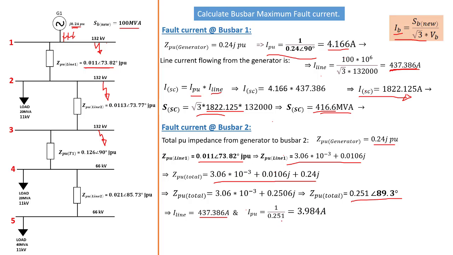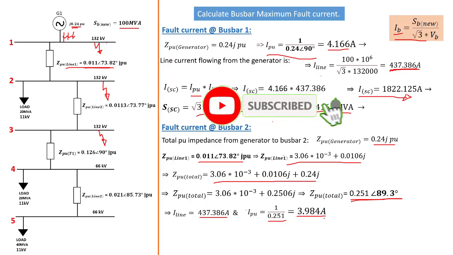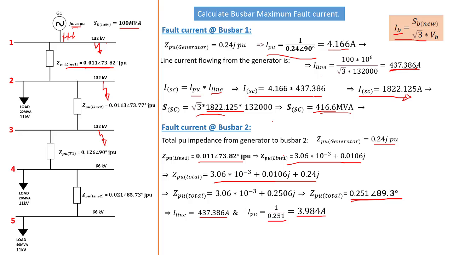Then we calculate our I per unit, which is now 1 over Z per unit. Now Z per unit is this total Z per unit that we found, j0.24 plus this one, so that it gives us 3.984 amp. That's the I per unit. Just like we've done here, we now need to multiply the I per unit times the I line. We're going to do exactly the same thing there. So I per unit times I line does give us the short circuit value of 1.742 kiloamps. So that is the maximum short circuit current that is flowing at this point, busbar 2.